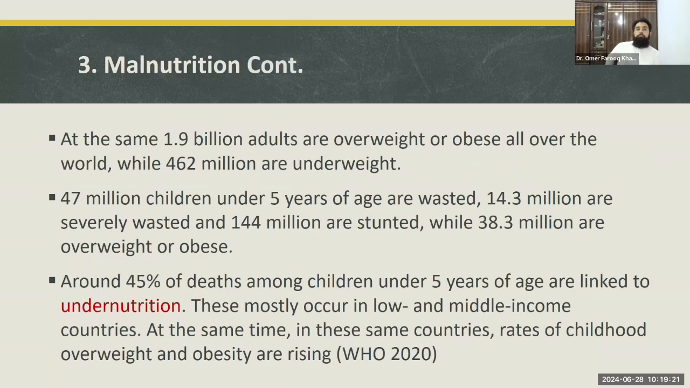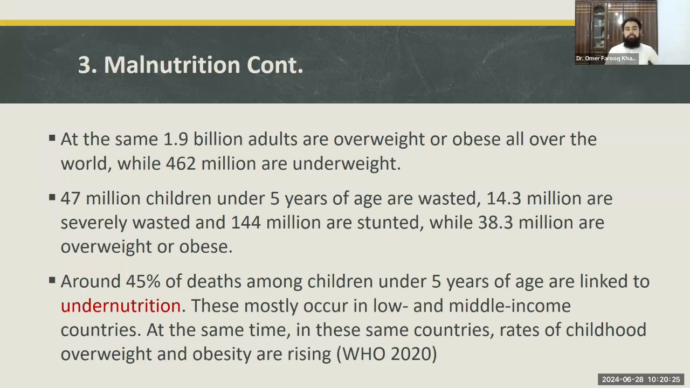At the same time, 1 billion adults are overweight or obese all over the world, while 462 million are underweight. All of these are WHO figures. 47 million children under 5 years of age are wasted, 14.3 million are severely wasted, and 144 million worldwide are stunted, while 38.3 million are overweight or obese as well. If you start combining these figures, it is almost going to touch half a billion in a couple of years. We will talk about what wasting and stunting are. 38.3 million are on the other end of the spectrum, overweight or obese.